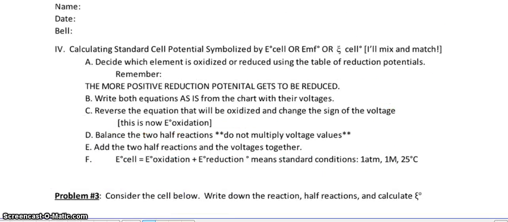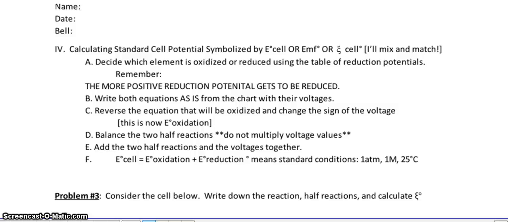All right, so how do we actually go about calculating this? I've sort of insinuated how to do this. This potential is actually symbolized by a variety of things. I typically stuck with the very first one, the capital E naught cell. But if you ever see it written down in a book or in a problem, if it's an EMF, which is electromotive force, or that little squiggly E, that's a Greek letter, believe it or not, they're all saying the same thing.